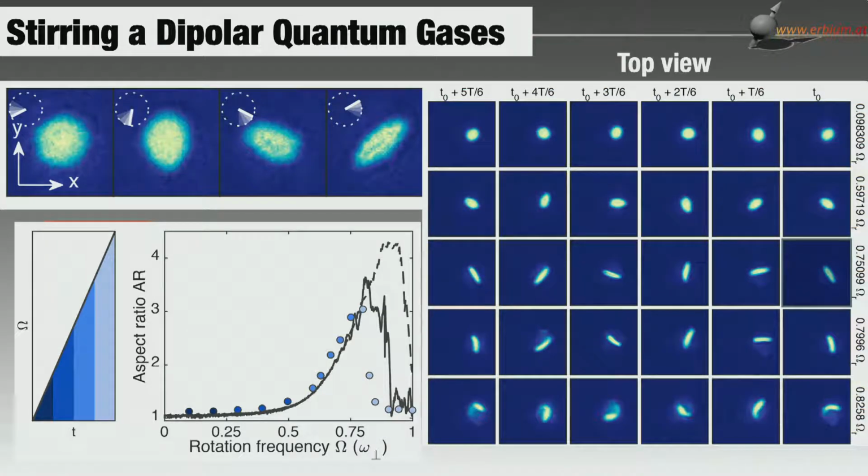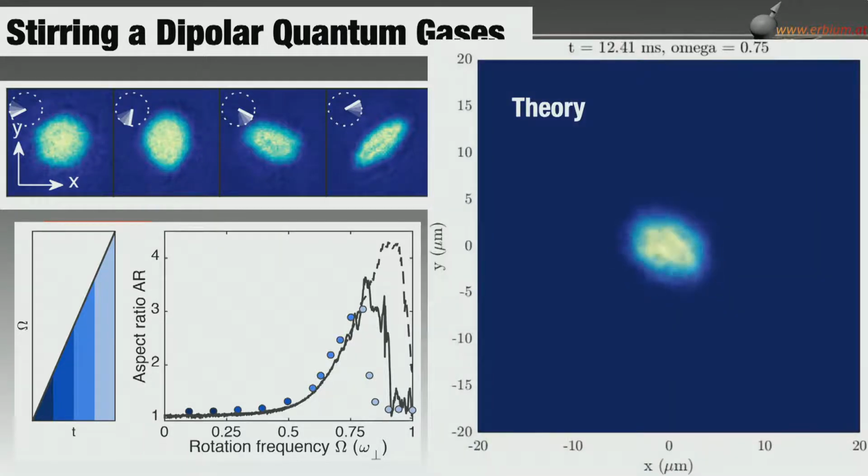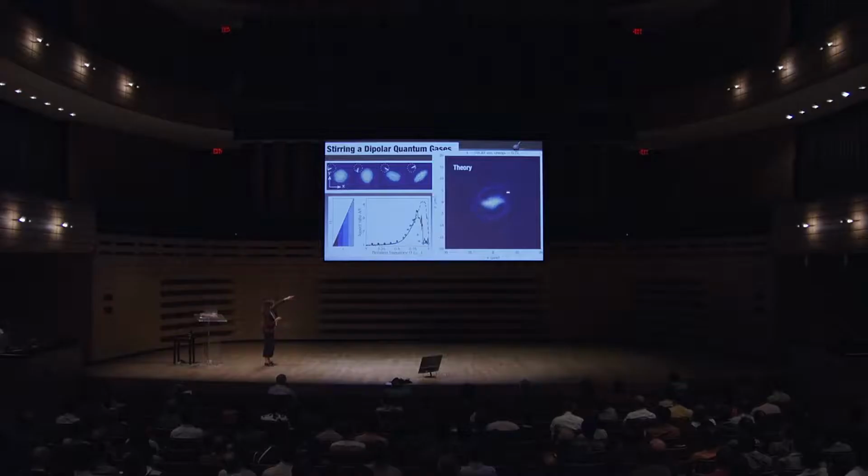You see for lower ones it follows nicely. Then at some point you see that something is happening. It's getting deformed. It doesn't like to simply follow anymore. And here is what is expected in our theory. Now we have large rotation frequency, large meaning on the order of the trap frequency. So this omega is in units of the trap frequency.